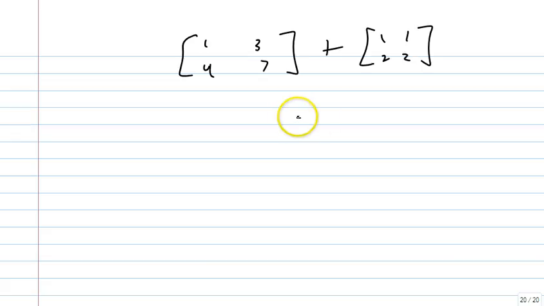Let's go over adding, subtracting, and multiplying numbers in matrices. Rule number 1: you may only add matrices if they have the same dimensions. So if it's 1, 3, 4, and 7 plus 1, 1, 2, and 2, then it's a 2 by 2, then it's totally fine. The dimensions I'm talking about is row by column. So it's a 2 by 2 because there are 2 rows and 2 columns.